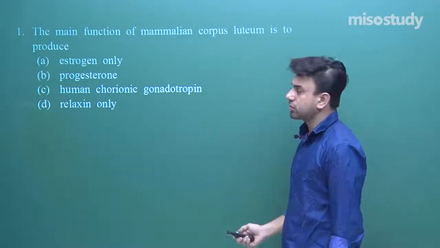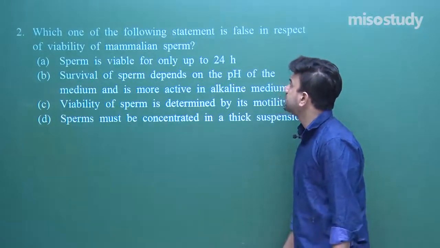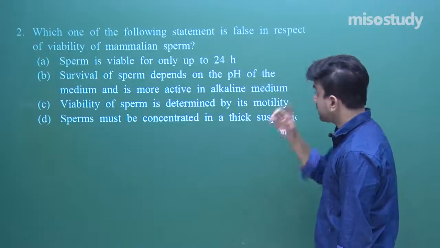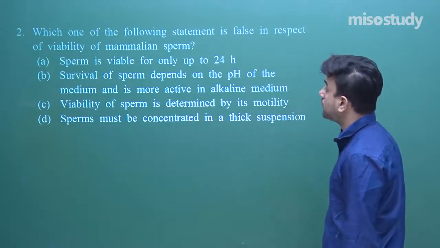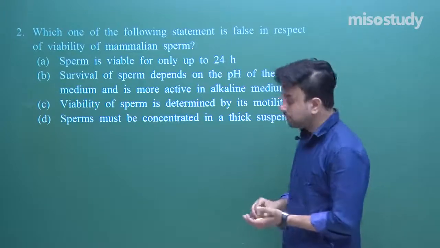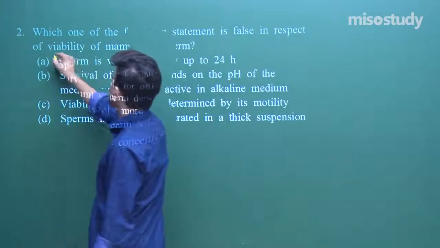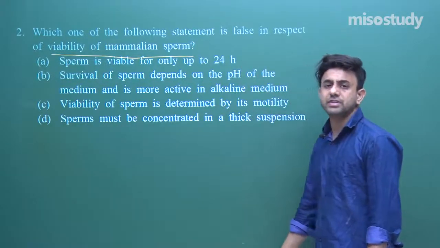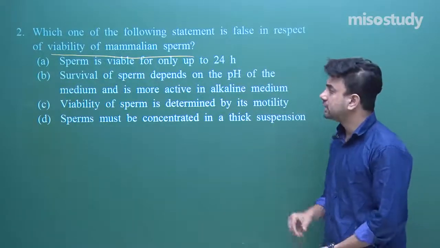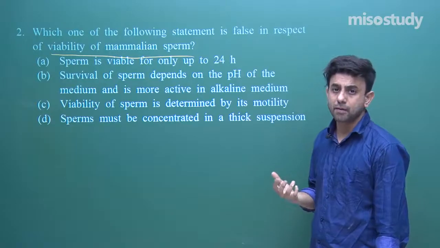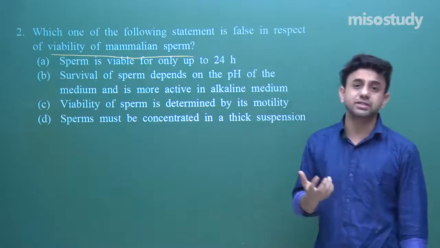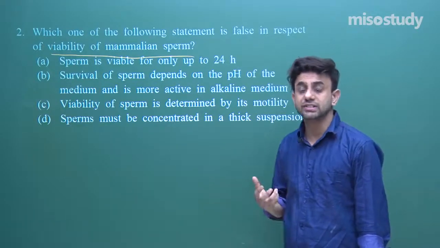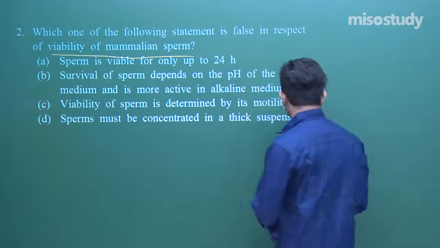Let us move on to the next question. Which one of the following statements is false in respect of viability of the mammalian sperm? Now, what do you mean by the viability? Okay, it is talking about the viability of the mammalian sperm. Viability is a capacity of the sperm to fertilize an egg, right.